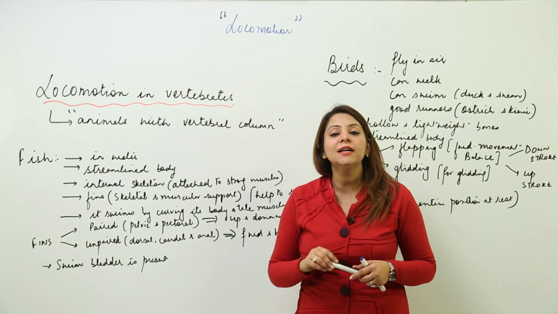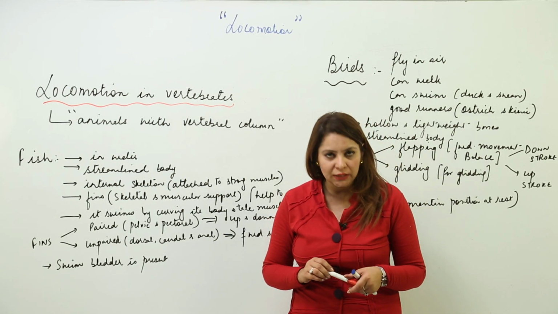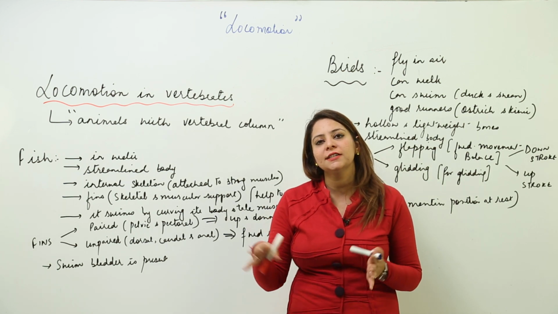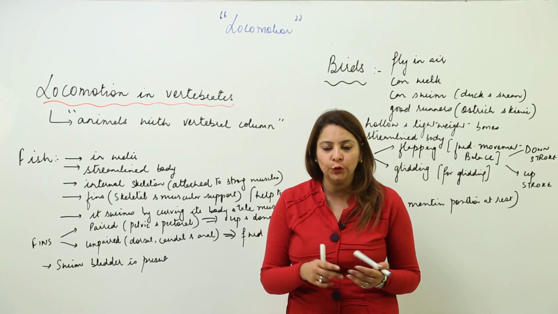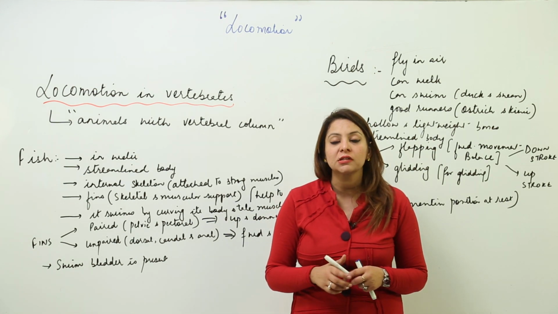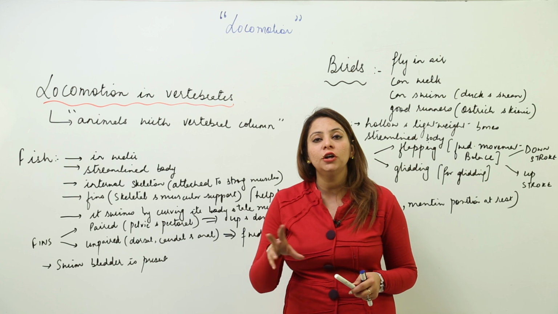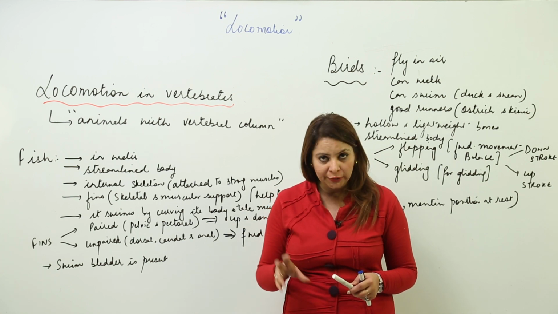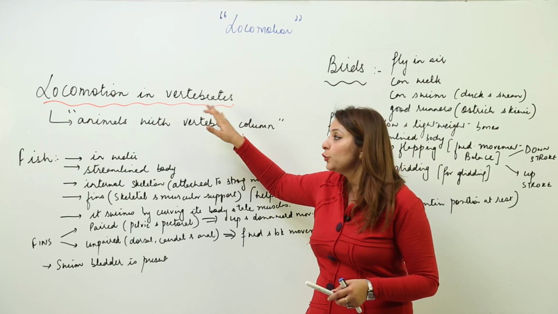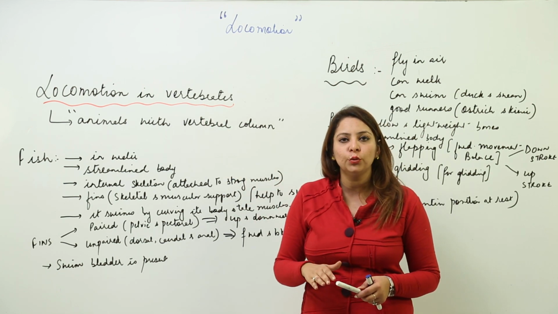Now we are going to start with the locomotion that we see in vertebrates. First thing you should know is which organisms are classified into vertebrates, or which organisms have been given a special name, that is the vertebrates. So all animals or all organisms that have a vertebral column fall under this category. We are going to study the movements that are shown in the vertebrates.